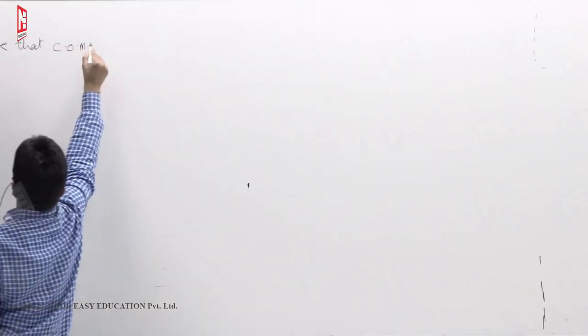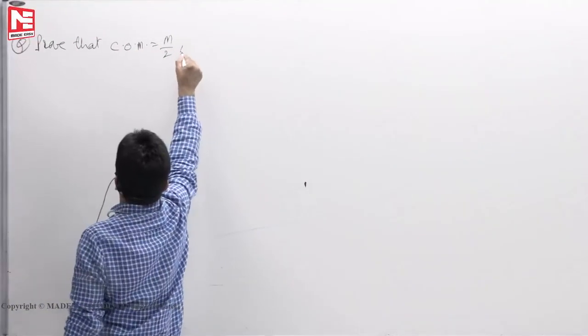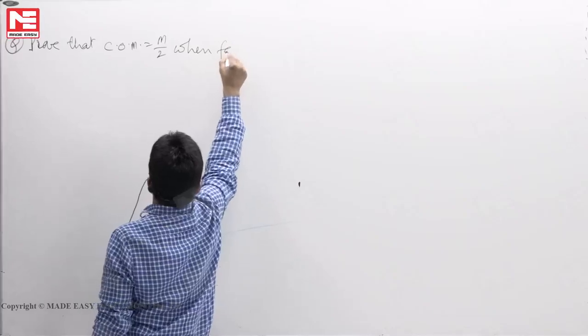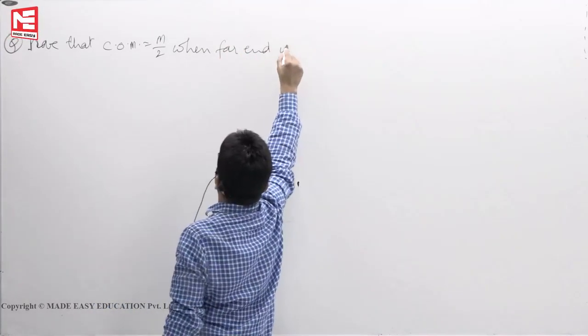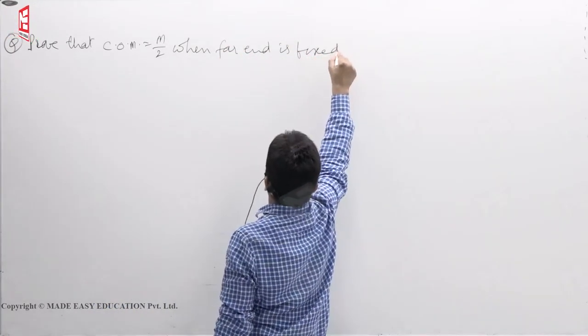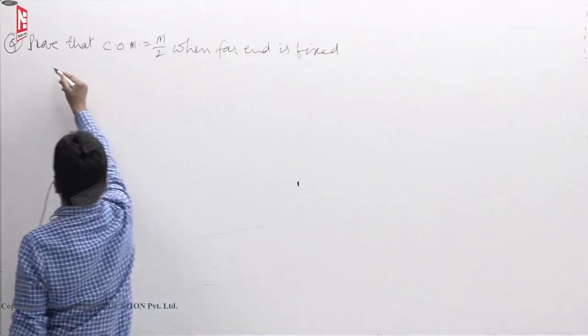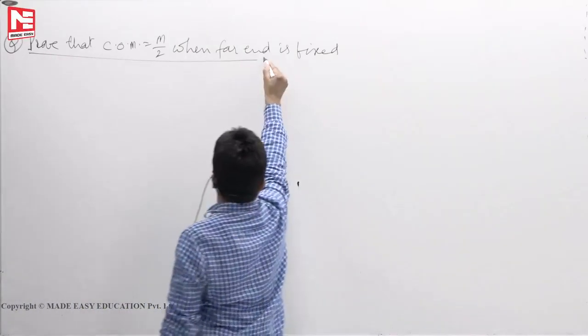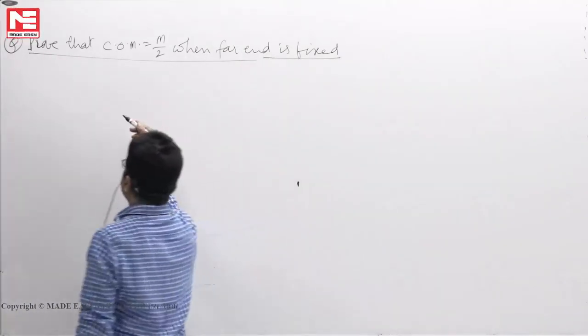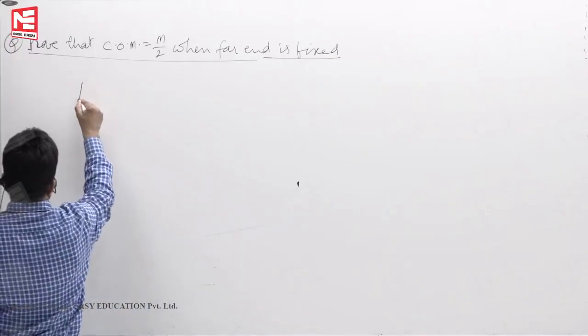Now let us see the questions. Prove that carryover moment is equal to M by 2 when the far end is fixed. This is our problem. How that M by 2 came, we want to know.